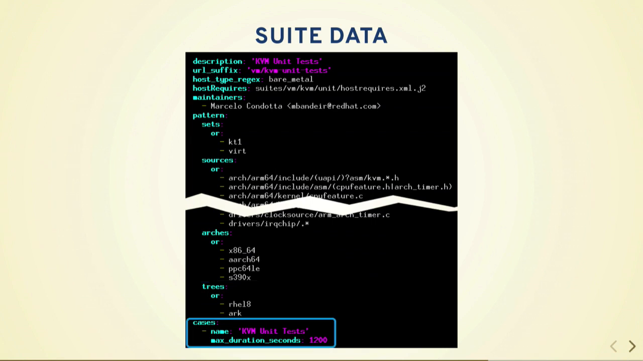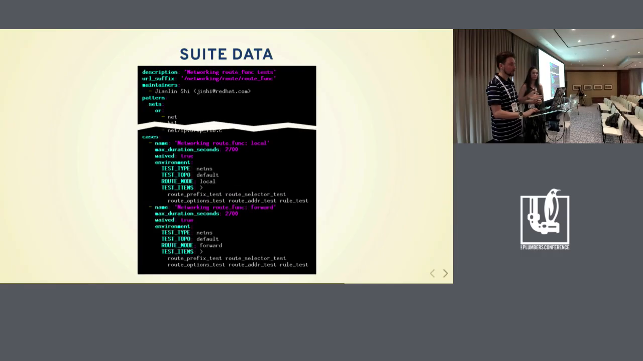Finally, you can specify multiple instances of this test suite, which can differ by parameters, for example. And here's an example of one. This has two instances, and they differ by their environment variables. And also, there's one more thing. This is how you specify whether the test is waived or not. Like, do we take it seriously, or is it not ready yet?